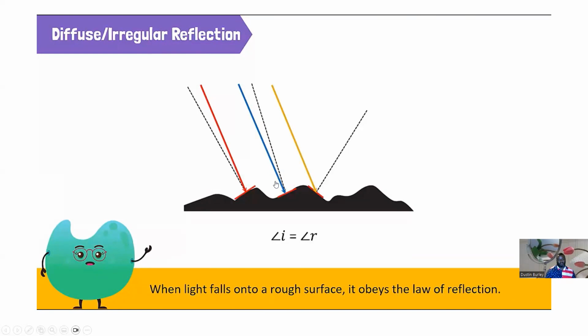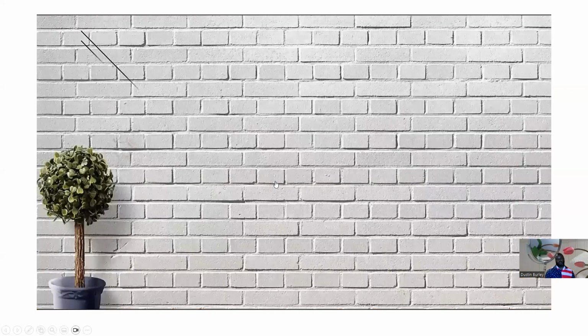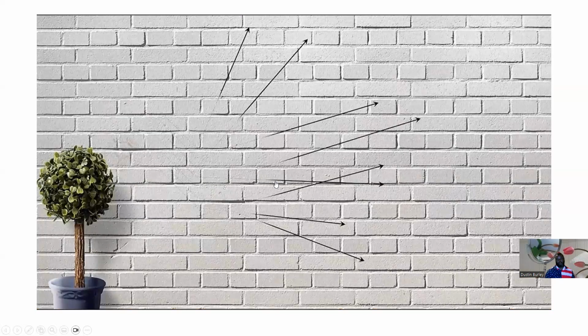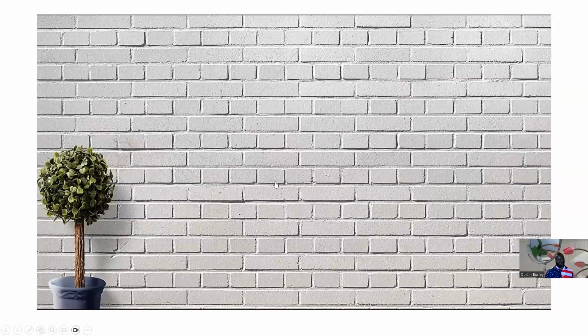The angle of reflection equals the angle of incidence in each ray. That's why the red ray and the blue ray reflect in different directions. The overall effect is that the parallel incident beam reflects in all directions. A wall cannot reflect our image because the reflected rays travel in many directions. Both regular and diffuse reflection play important roles in our lives.